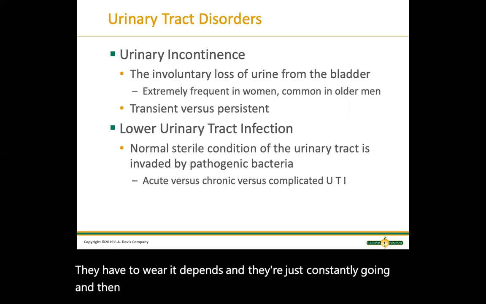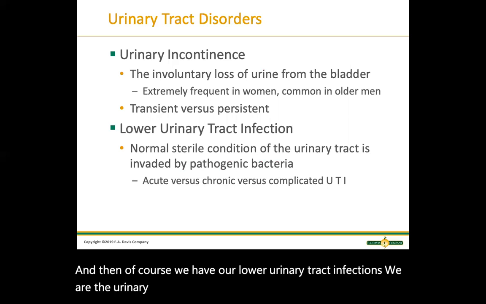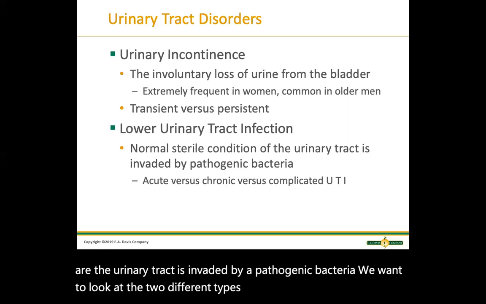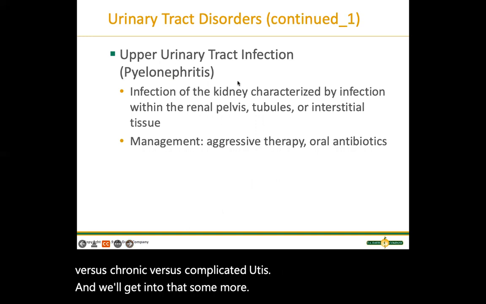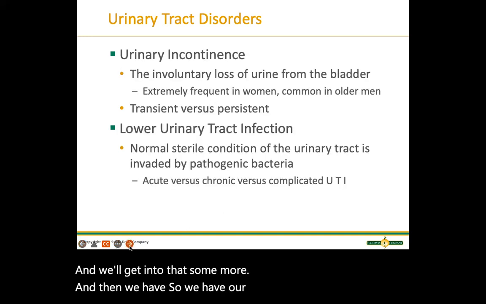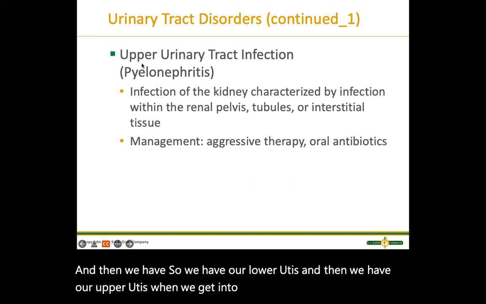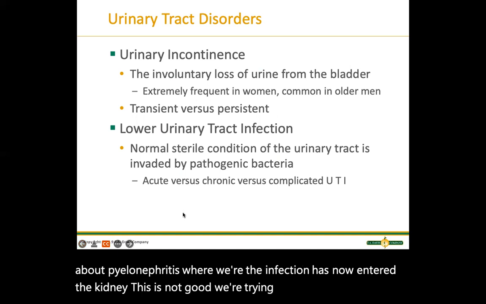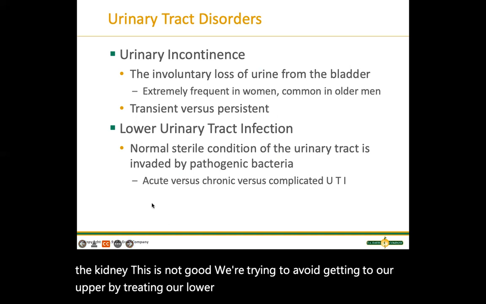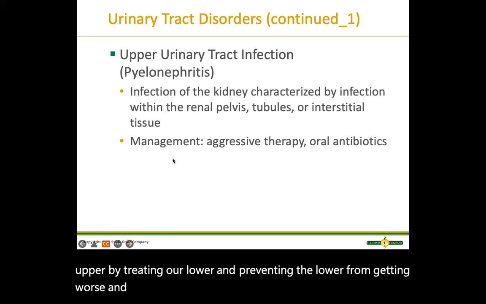And then, of course, we have our lower urinary tract infections, where the urinary tract is invaded by a pathogenic bacteria. We want to look at the different types of urinary tract infections: acute versus chronic versus complicated UTIs. And we'll get into that some more. And then we have our lower UTIs, and then we have our upper UTIs. When we get into our upper UTIs, we're talking about pyelonephritis, where the infection has now entered the kidney. This is not good. We're trying to avoid getting to our upper by treating our lower and preventing the lower from getting worse and traveling upward, leading to the pyelonephritis.